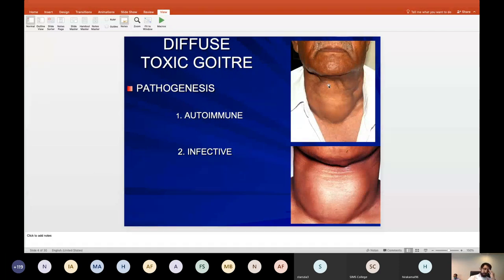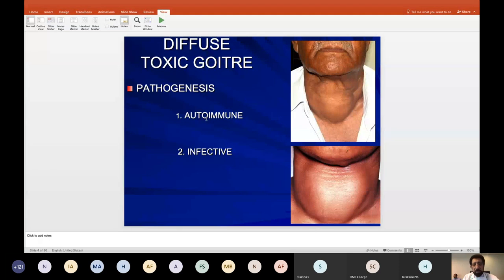Roughly 50% of patients who have diffuse toxic goiter will have some other autoimmune disease going on in the body. So when we come across a patient with diffuse toxic goiter, male or female, we should also look, as a clinician, for signs and symptoms of autoimmune disorders elsewhere in the body. You should not limit your evaluation or history taking only to the thyroid gland. It's very important to remember and understand this.